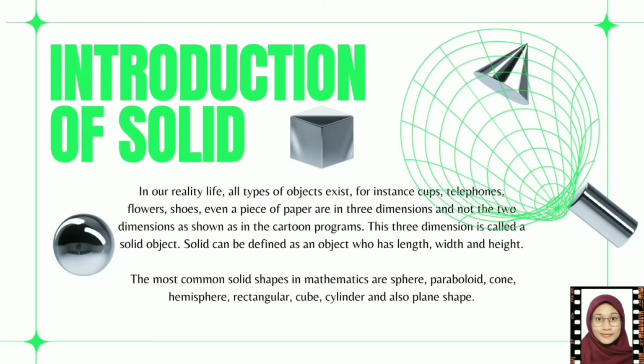A solid can be defined as an object that has length, width, and height. The most common solid shapes in mathematics are sphere, parabolic, cone, hemisphere, rectangular, cube, cylinder, and also plane shape.